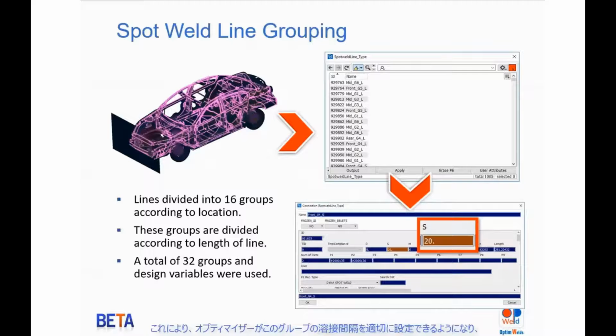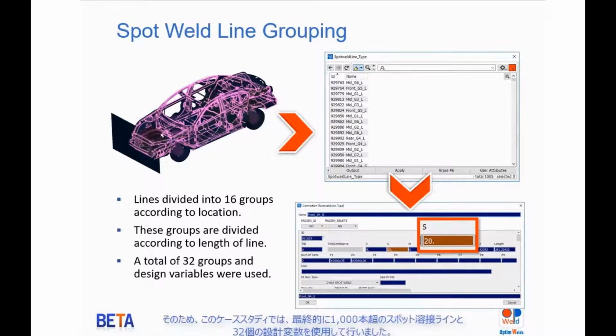We do this because we want the optimizer to be able to properly set the weld spacing for this group, as it will be able to see how the weld spacing in this area influences the intrusion of the side impact load case. The lines are further divided based on line length to give more precise spacing control to smaller weld lines. So we end up with 32 design variables for this case study with over 1,000 spot weld lines.